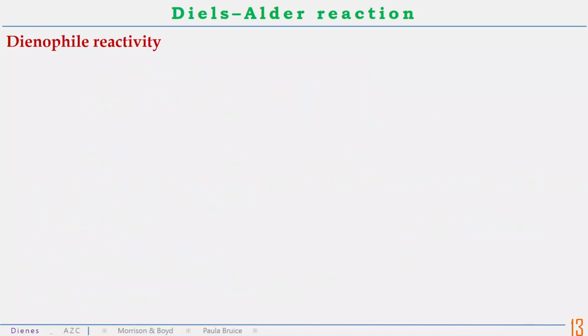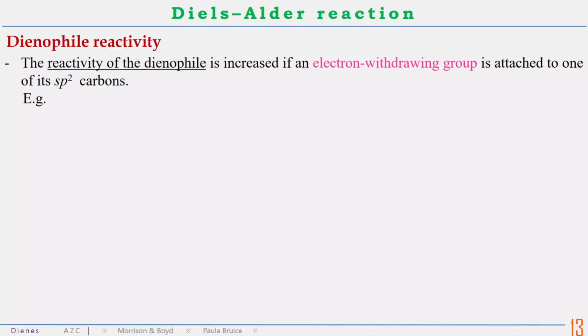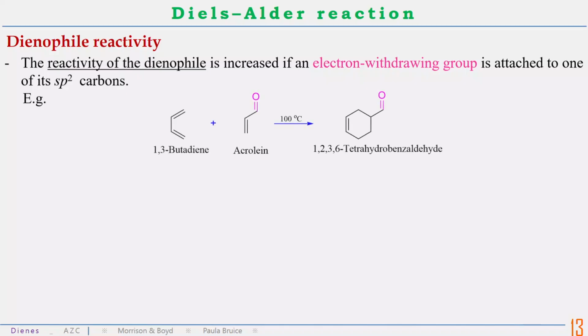Dienophile reactivity. The reactivity of the dienophile is increased if an electron withdrawing group is attached to one of its sp2 carbons. Example of reaction. A diene reacted with acrolein gives a substituted cyclohexene derivative. Acrolein is a highly effective, fast-acting dienophile because its carbonyl group acts as an electron withdrawing group.